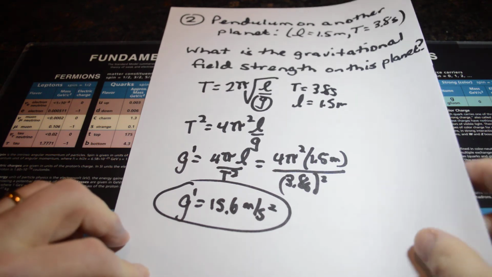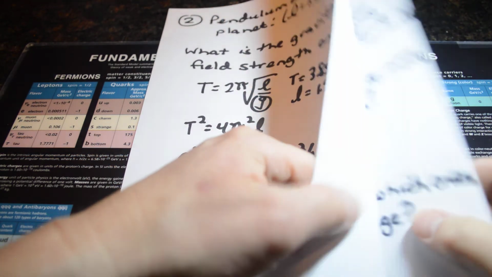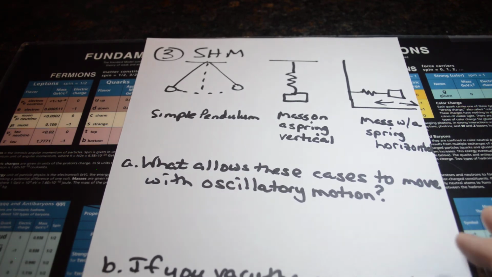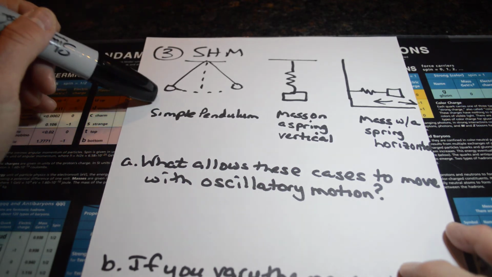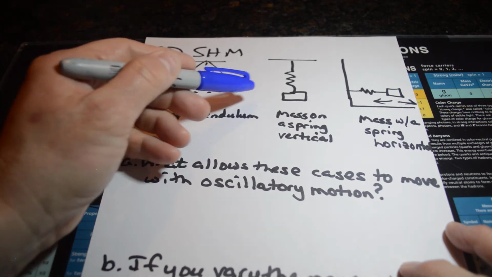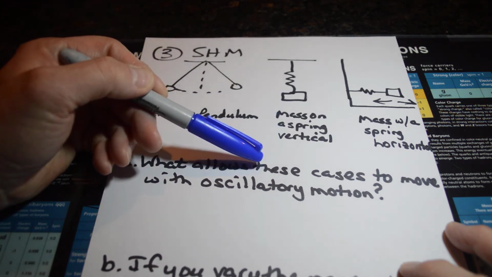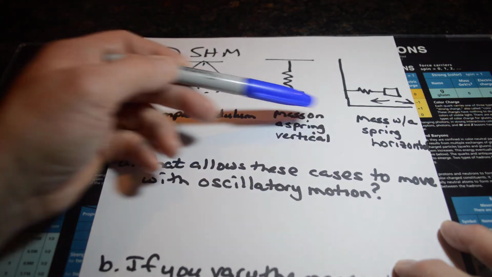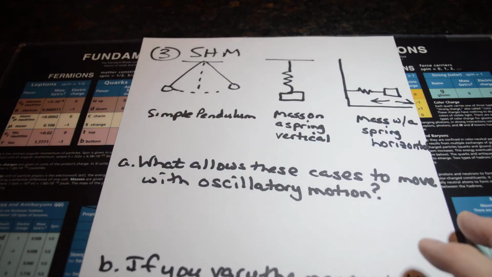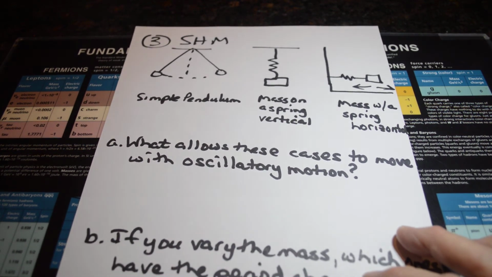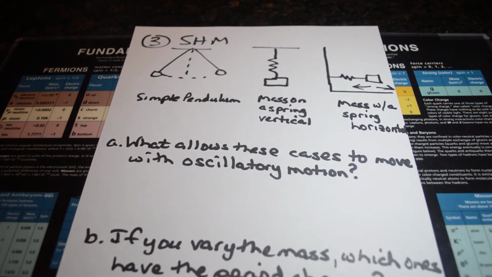Okay, pretty straightforward situation. The last one is just taking a look conceptually at 3 different ways we can look at simple harmonic motion. Probably in class you talked about an object in simple harmonic motion, the pendulum swinging back and forth, or a mass vertically on a spring, swinging up and down, or a mass connected to a spring sliding back and forth horizontally. Those are 3 examples of simple harmonic motion. And it says, what allows these cases to move with oscillatory motion?